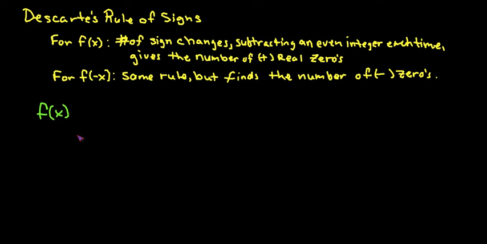we have 3x to the third minus 5x squared minus 6x plus 4. Alright, so if there's my polynomial, let's take a look at this one first for f of x. This is going to give us our possibility for positive sign changes. So we're just going to look at this in terms of signs.